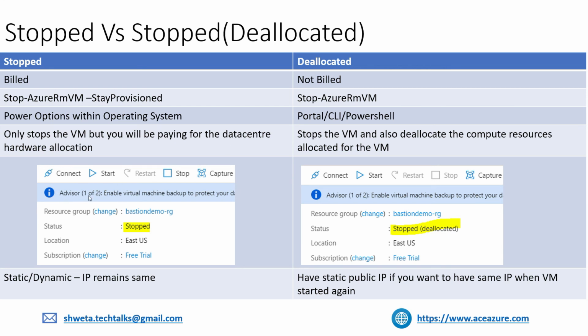So when you basically stop the virtual machine, the status on the portal will show as stopped, and when you have deallocated, it's going to show stopped deallocated. When you restart a stopped machine, irrespective of whether it is static or dynamic, the IP remains the same. Whereas when you restart a deallocated machine, if you have a static public IP, then you will get the same IP. Whereas if it was a dynamic public IP, then the IP is always going to change.